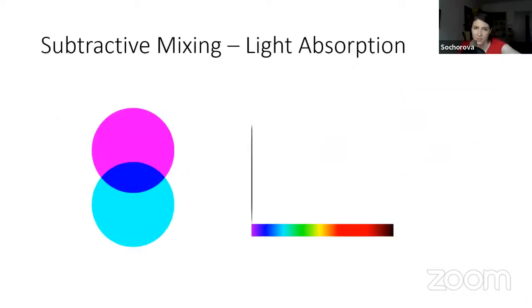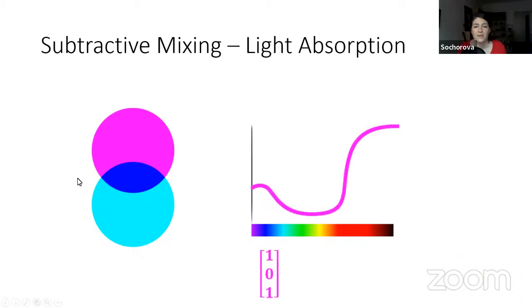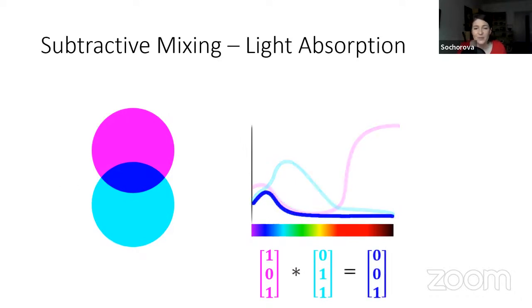So here's just a quick example. We all know that magenta and cyan make blue in subtractive mixing, right? So this is the spectrum of magenta, and this is the spectrum of cyan. And the resulting blue spectrum is their intersection. It's a per wavelength multiplication. So subtractive mixing is a completely misleading notion.